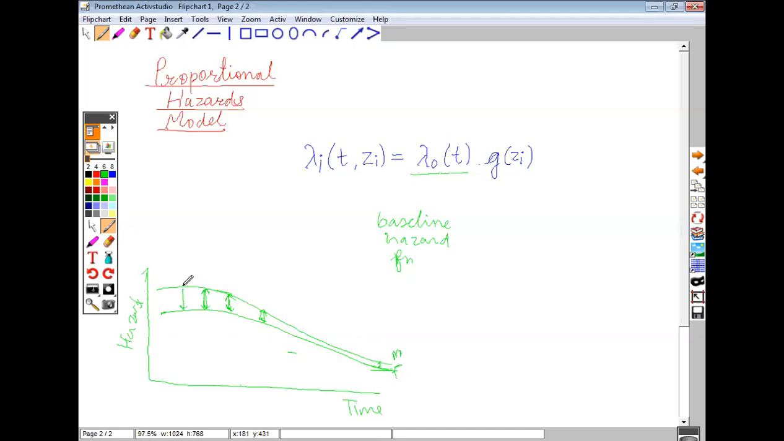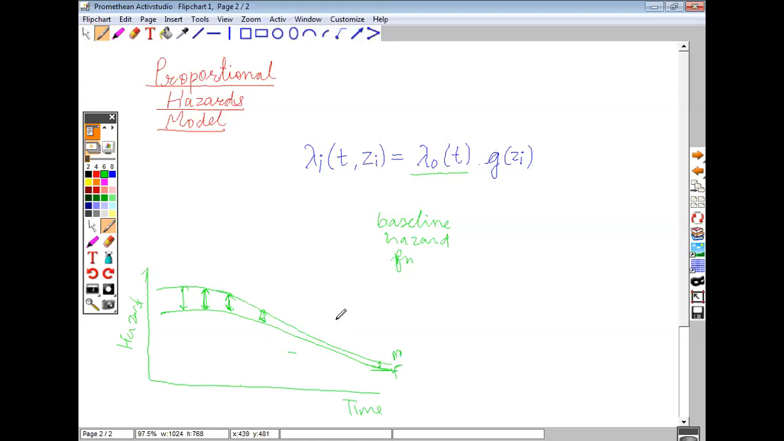But always remember that this proportion, so let's say if you do this male upon female, you will always get the same answer for each of the times that you're looking at. And because this proportion remains the same, that is one of the reasons why you call this the proportional hazards model. And why is this the same?